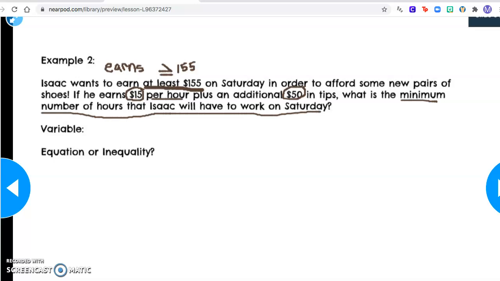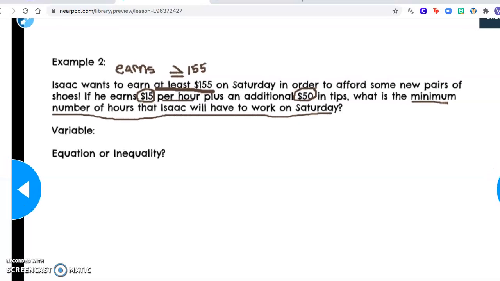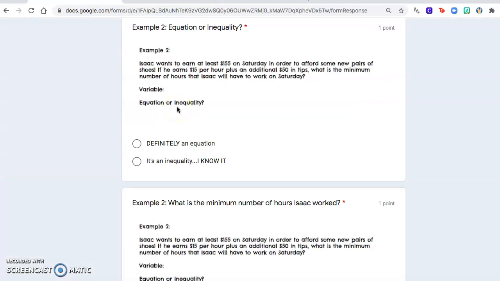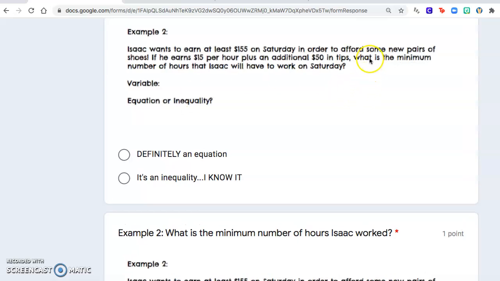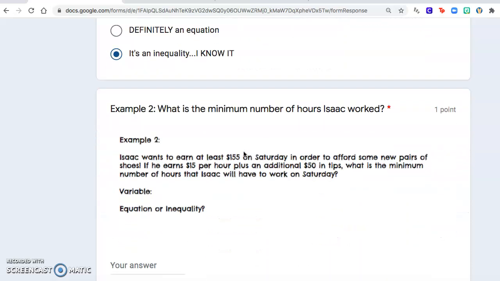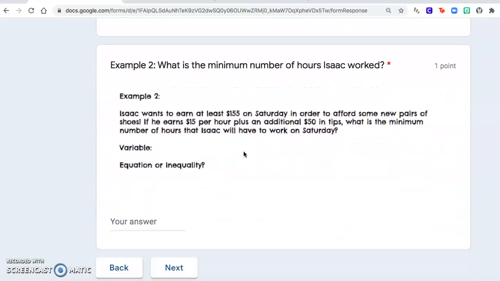$155. So if we go back to the Google form right over here. First thing is we already know this is saying minimum amount. We have at least 155, so this is an inequality for sure. That's number one. Number two, this time it's just saying what's the minimum number of hours he worked.